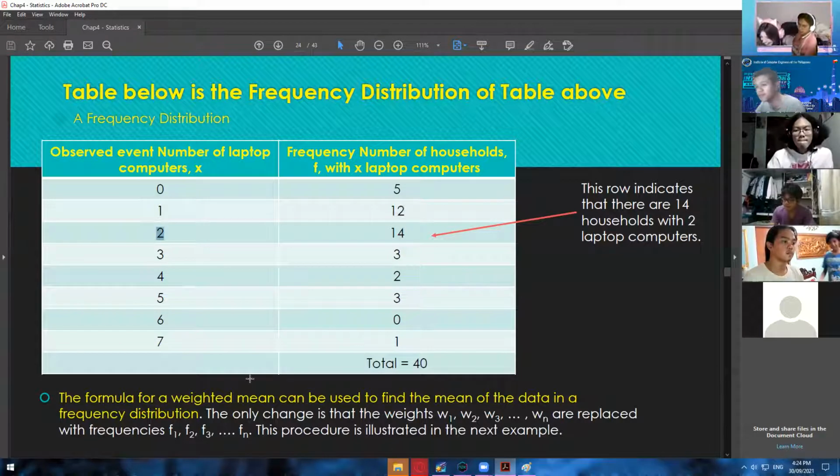So the formula for a weighted mean can be used to find the mean of the data in a frequency distribution. The only change is that the weights, like w1, w2, and so on, are replaced with frequencies, which are f1, f2, and so on. This procedure is illustrated in the next example. But are we clear so far regarding this frequency distribution?